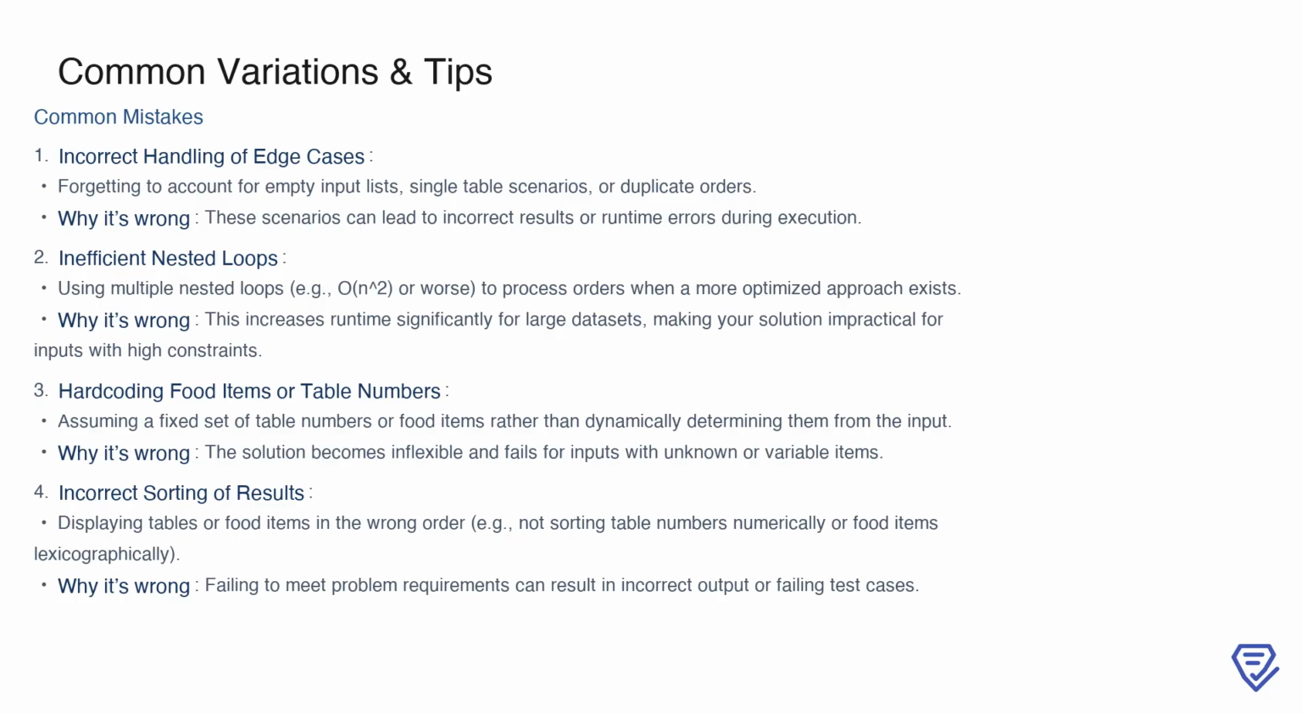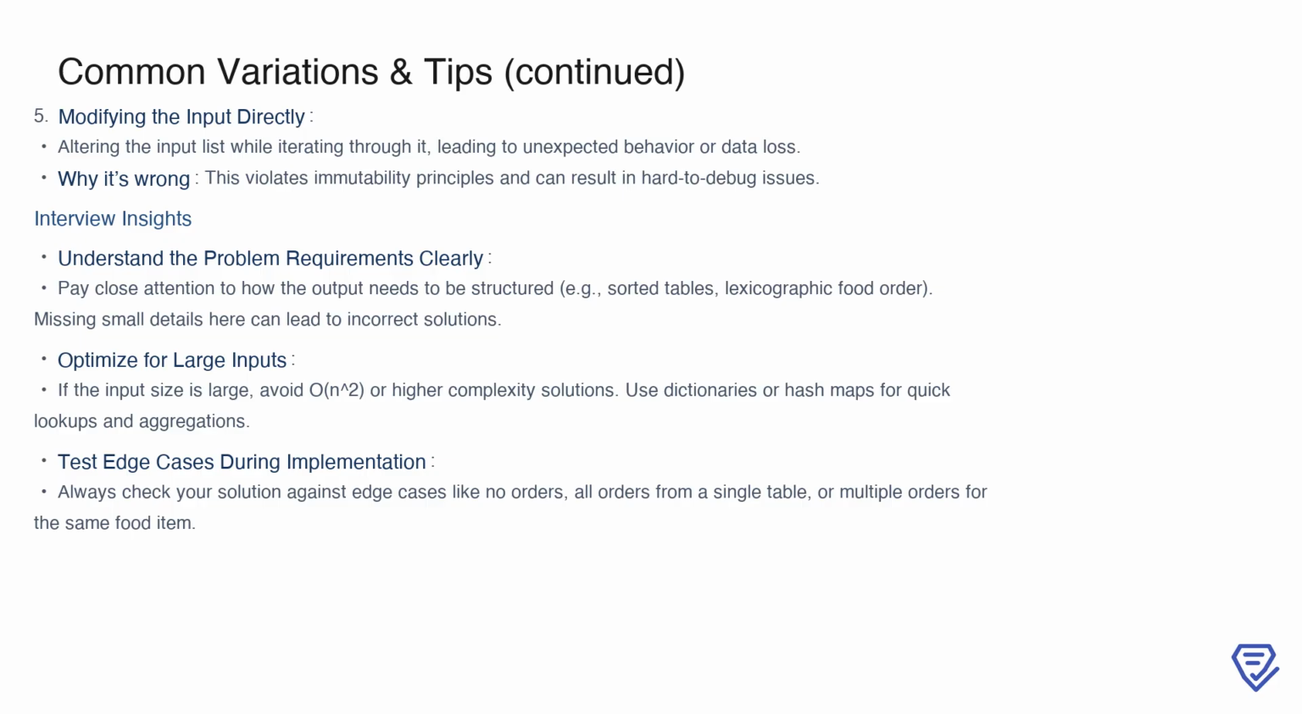It's also important to avoid hard-coding food items or table numbers. A solution that assumes a fixed set of inputs will fail for dynamic or unexpected inputs. Finally, sorting results incorrectly, like not sorting table numbers numerically or food items alphabetically, will cause your solution to fail test cases, as these are specific problem requirements. Additionally, directly modifying the input list while iterating through it is a common pitfall. This can lead to unexpected behavior or data loss, making debugging especially challenging. It's better to adhere to immutability principles.